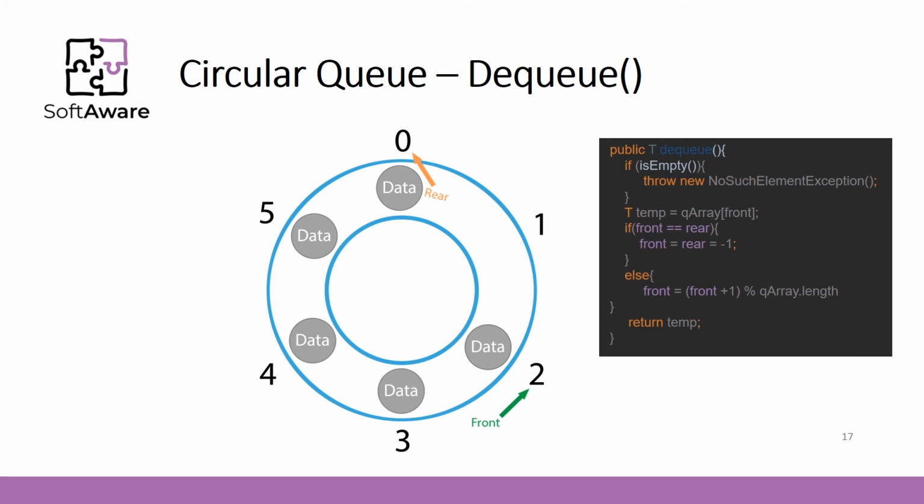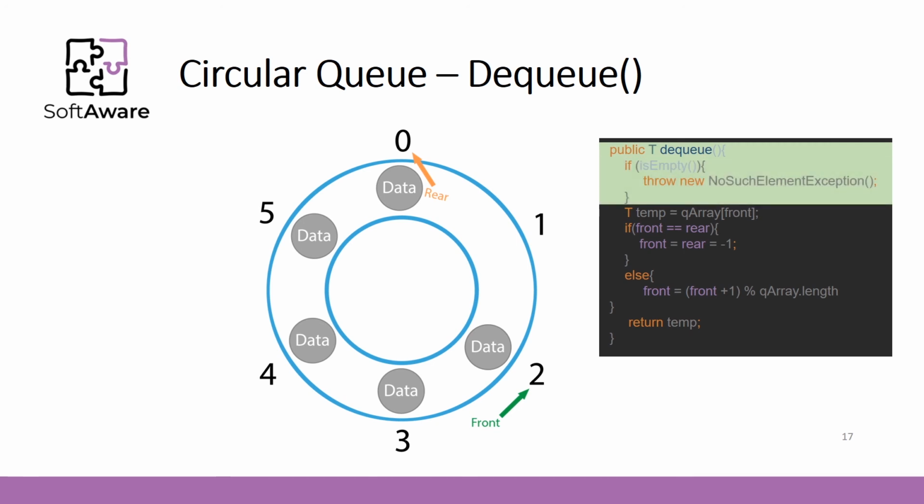To dequeue a data from the circular queue, first we check if our queue is empty. In this example, our queue is not empty, so we skip the if statement. A temporary variable temp is created to know what data element we are going to dequeue, or in other terms, delete from our queue. As we know that dequeuing only happens from front, we take the front index of QArray and assign it to the temp variable.